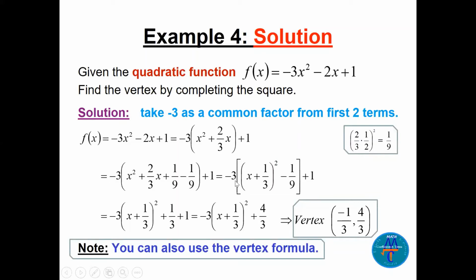Then I multiply back by minus 3. Remember, there is a minus 3 outside. So this becomes minus 3 here. And minus 3 times minus 1 over 9 becomes plus 1 over 3, plus the 1 from the question. So that will be 4 over 3. So the vertex becomes minus 1 over 3, 4 over 3.